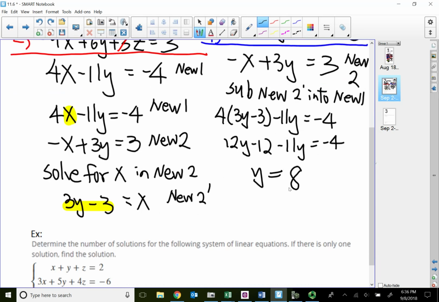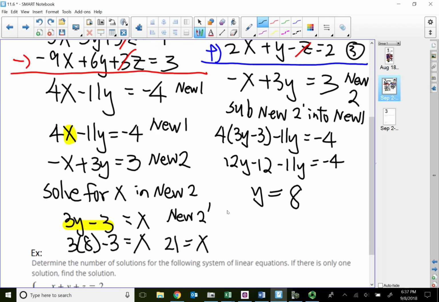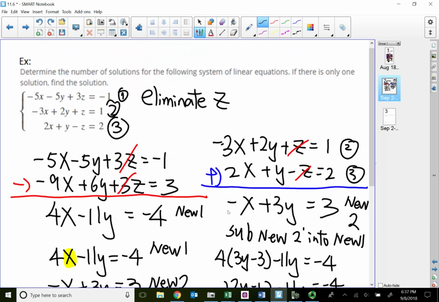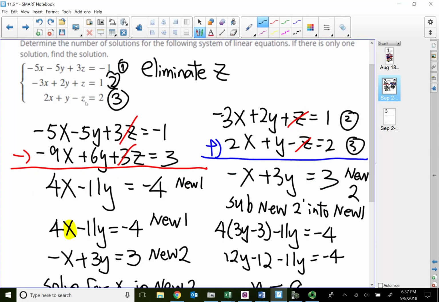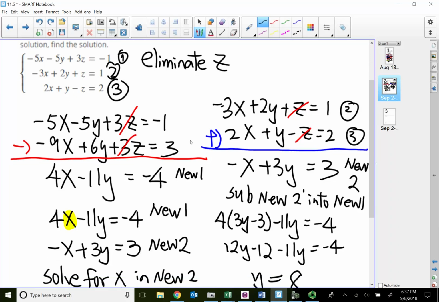Now I'm going to sub my y equal to 8 back into my new 2 prime to find x. So that will be 3 times 8, 24, minus 3, which is 21. So x is equal to 21. So now I've got 21 and 8. We can go back to one of the original 3 equations to find z. The third one looked the easiest, so I'm going to do the third one.